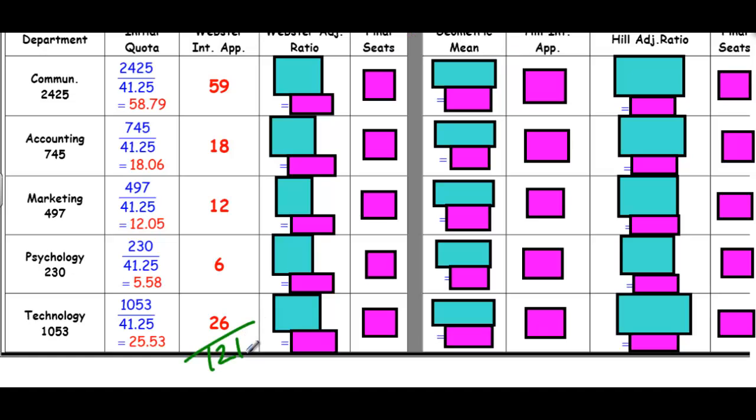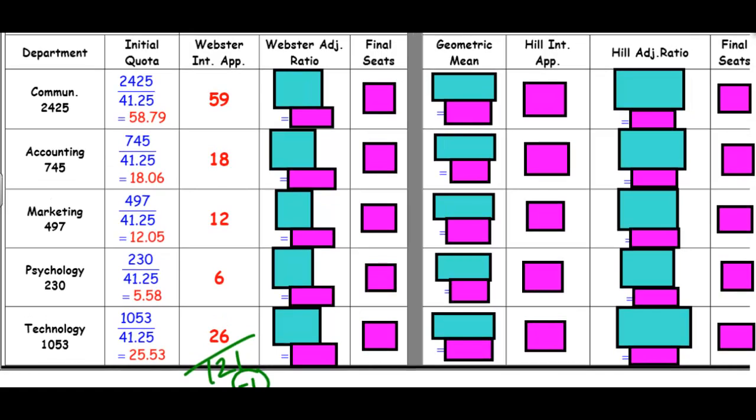Now remember, we only had 120 teachers that we could apportion, so right now we actually need to subtract one seat. So let's talk about the Webster adjusted ratio. It says that we take our class size and divide it by the initial plus or minus 0.5. Because I need to subtract a seat, we are going to do initial minus 0.5. So my class size divided by initial, 59, minus 0.5, so 58.5.